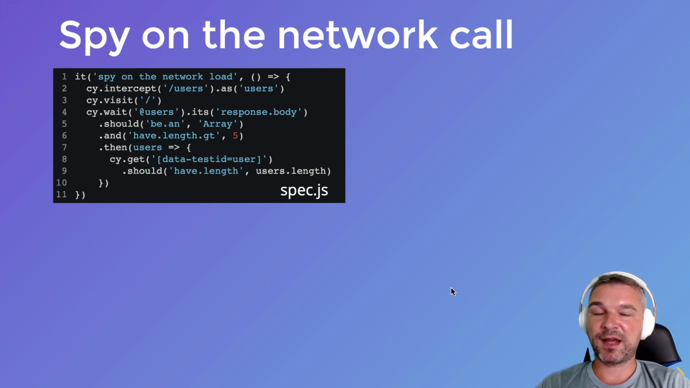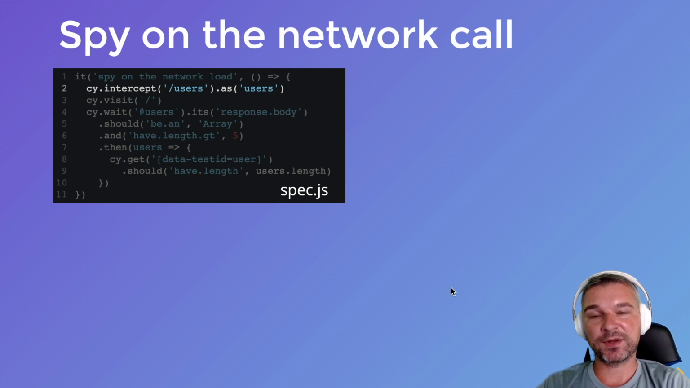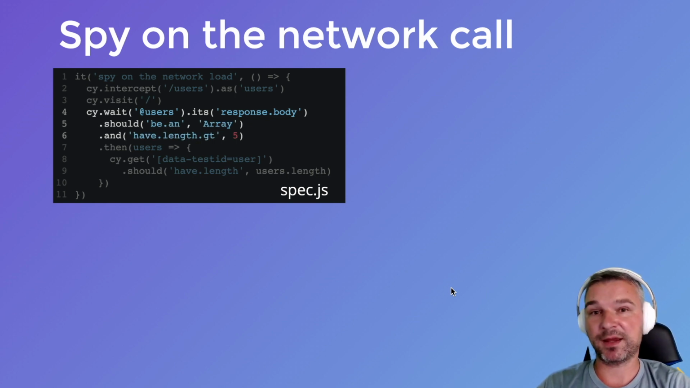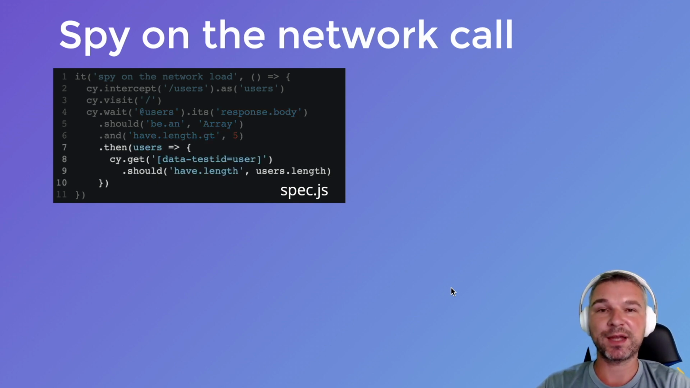Now, we don't know how many items will be fetched from the server, so how can we spy on a network call to actually know the number of users to expect? Cypress has this intercept command that can set up a network spy. We save it as an alias, users. Then we're going to visit the page and we'll wait for this network call to happen. We'll get its response body and check if it's an array and if there are more than 5 users in that array. And then we're going to look at the DOM and make sure that the number of users displayed is equal to the number of users in the response from the server.